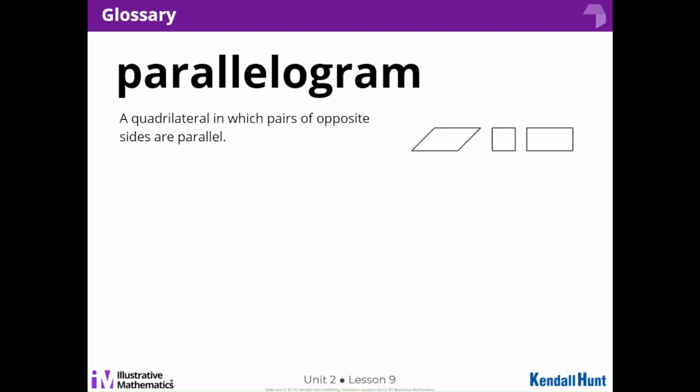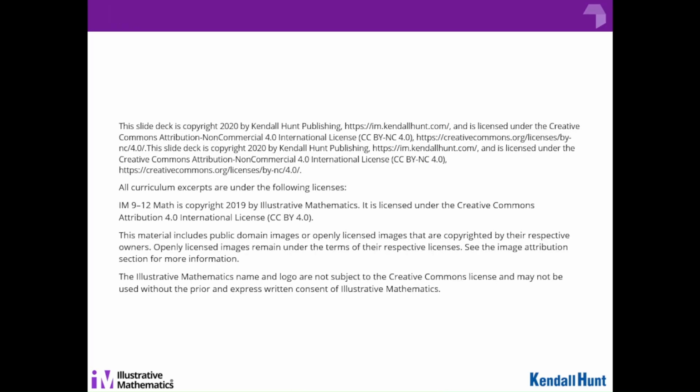Parallelogram, a quadrilateral in which pairs of opposite sides are parallel. Now that we're done with the introduction, let's take a look at the practice problems.